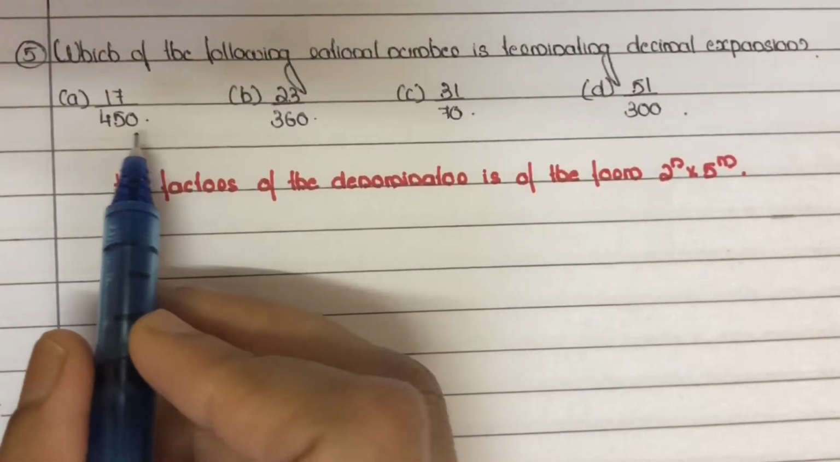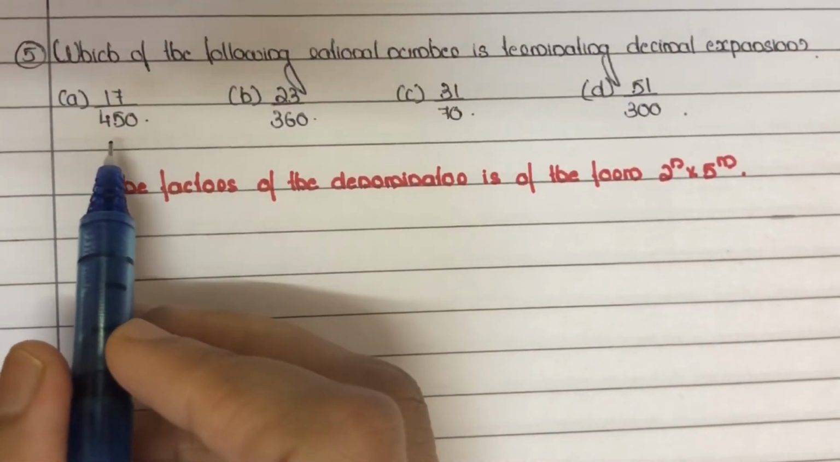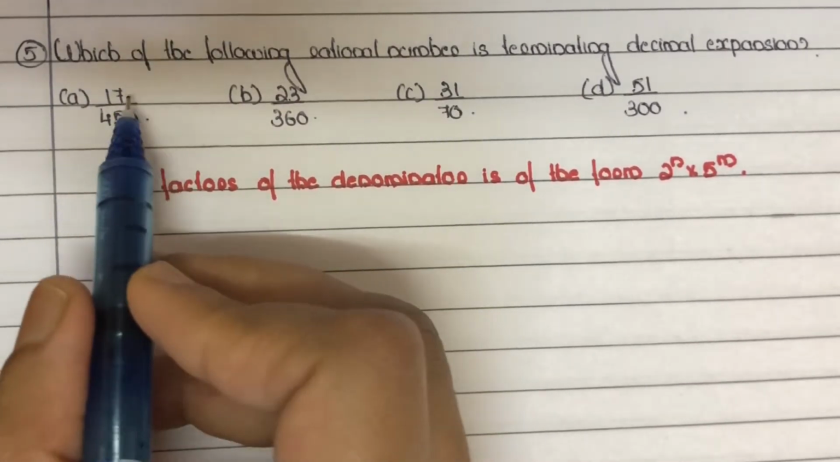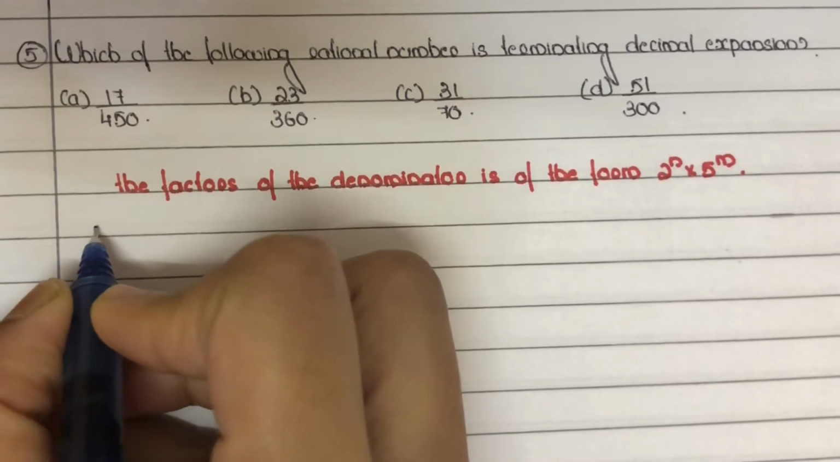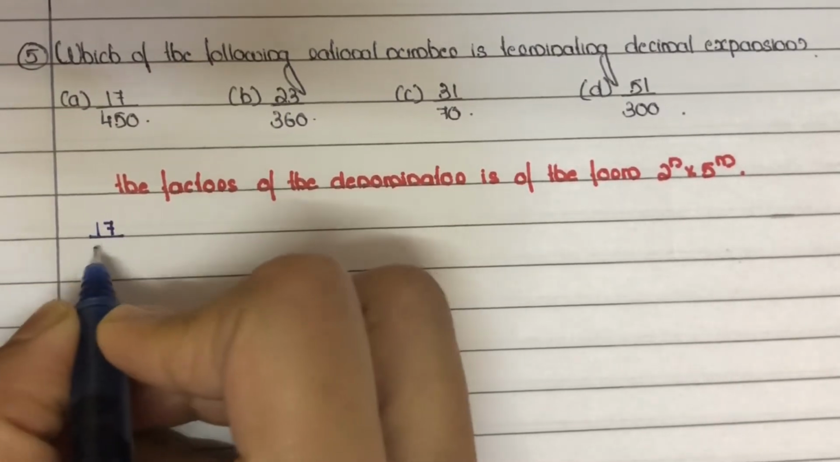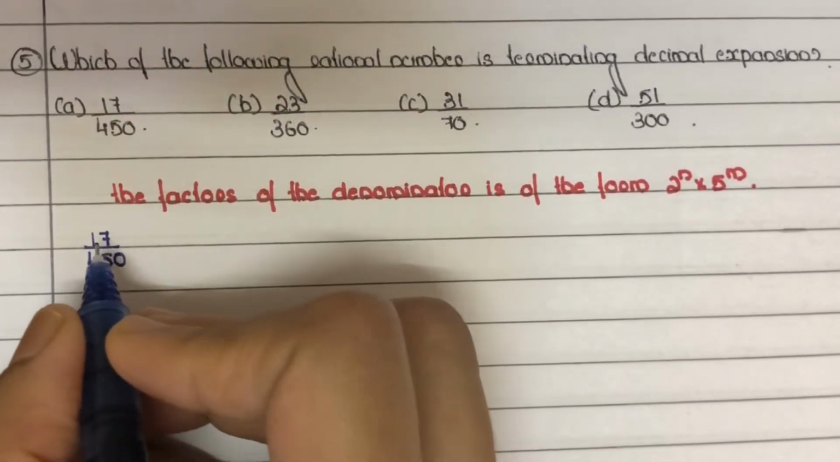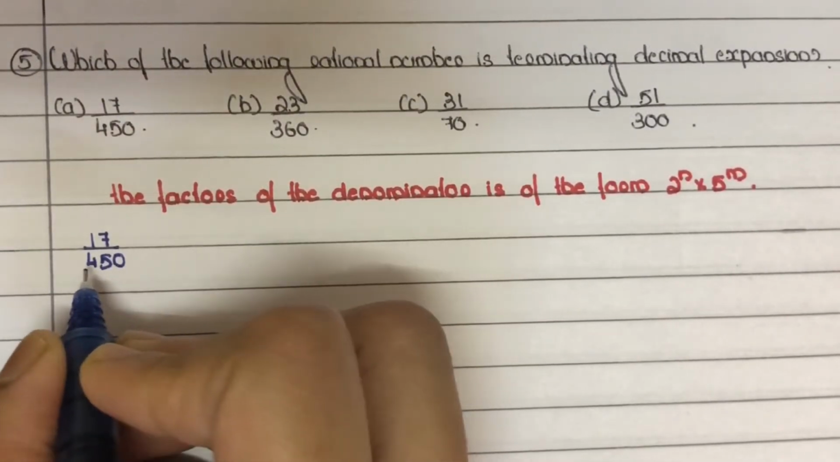First step, the number should be in the lowest form. After that, do the prime factorization of the denominator. Okay, consider the first option, 17 by 450. 17 by 450 is in the lowest form.